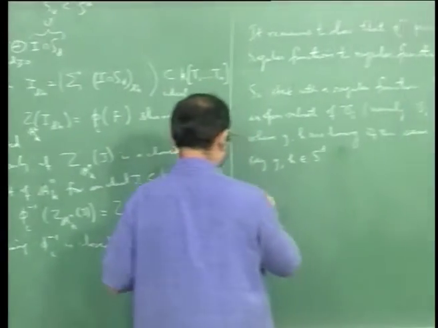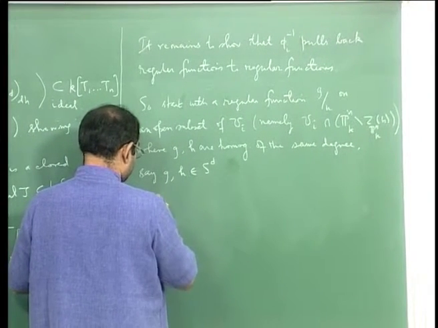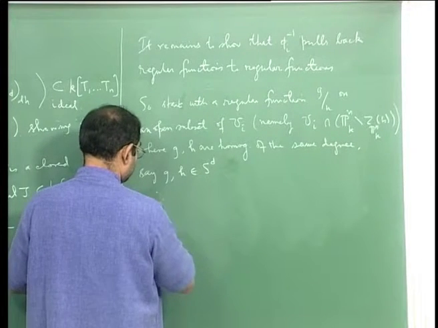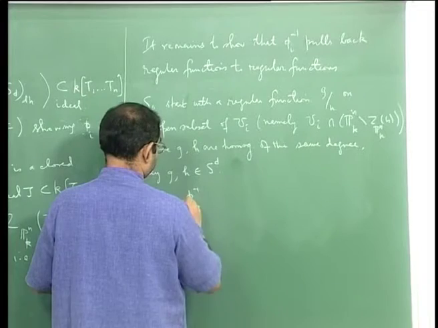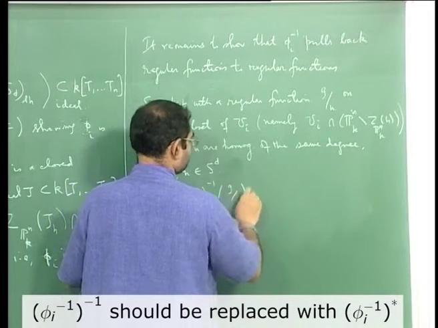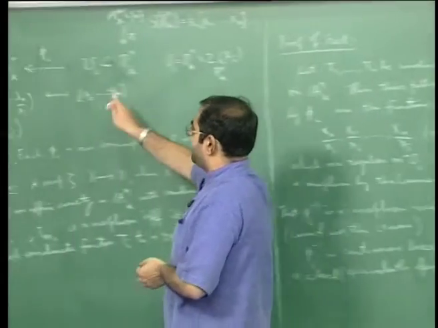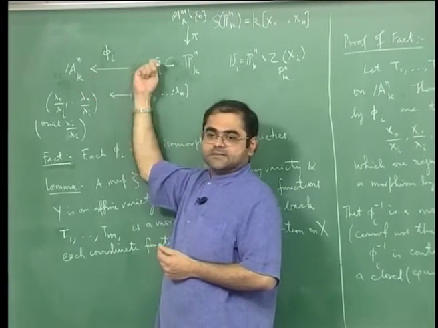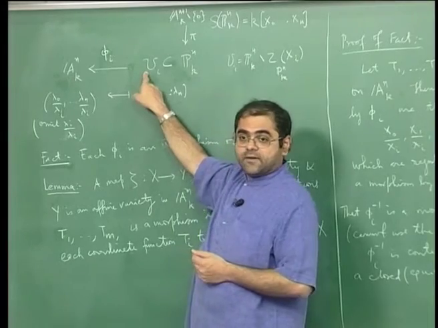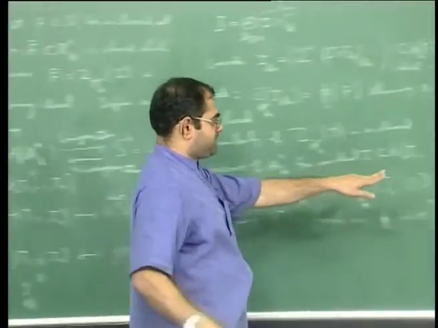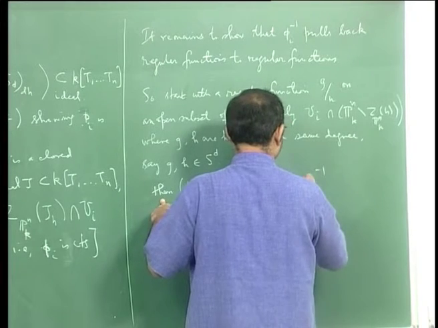Now what you have is, look at phi_i inverse of g/h. So this is a rather confusing notation, so I wanted to go back and look at this diagram. Phi_i inverse is in this direction, my regular function g/h is here, it is defined on this, I compose it with phi_i inverse, then I get the pullback. So this simply means that you first apply phi_i inverse and then apply g/h.